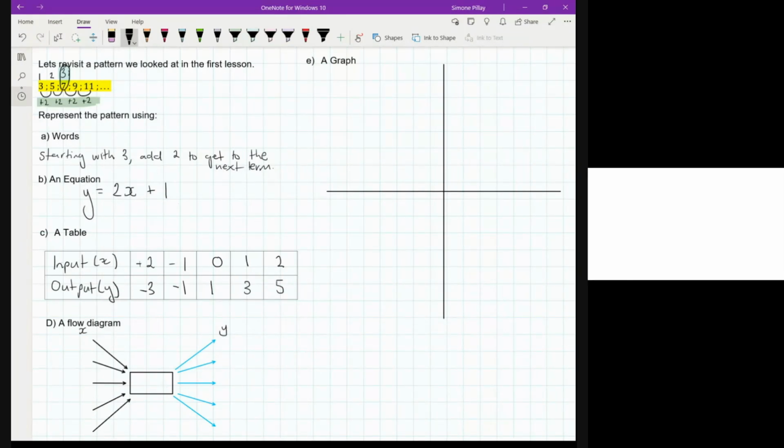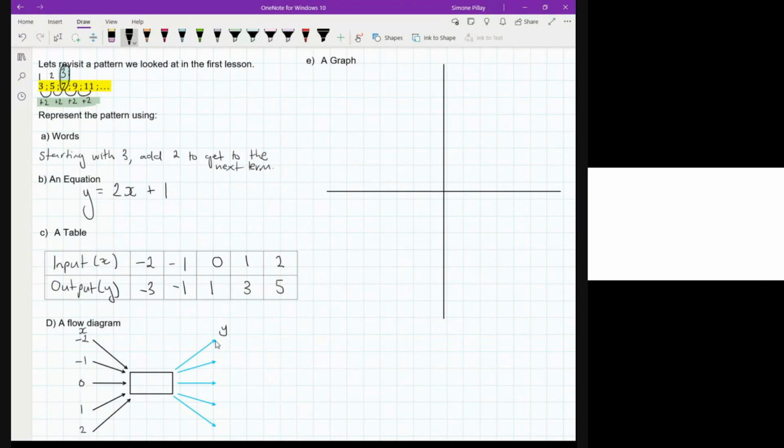So we can pick any inputs we want, but just for ease of calculations, I'm just going to pick the same inputs I picked in my table. So I'm going to go negative 2, negative 1, 0, 1, and 2. Now I have to figure out what the rule is in the middle. Now I can't just copy my equation. I have to say, what do I have to do to my input to get my output? Can you guys tell me, what is my rule in the middle going to be?